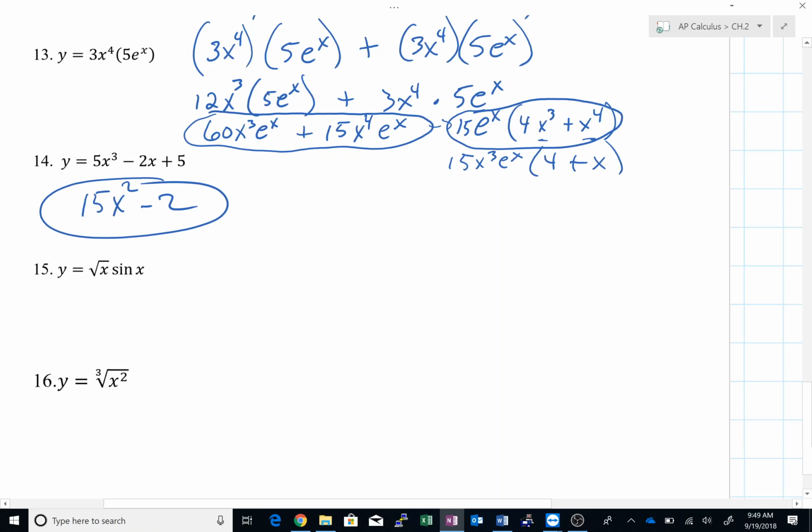Okay. This one, I do have to split up. So the derivative of the first times the second plus the second times the derivative of the first. All right, this becomes 1/2 x to the negative 1/2 sine of x.